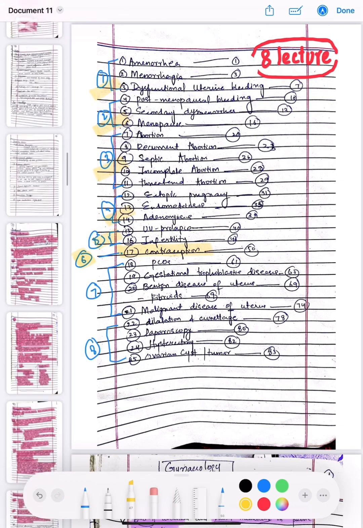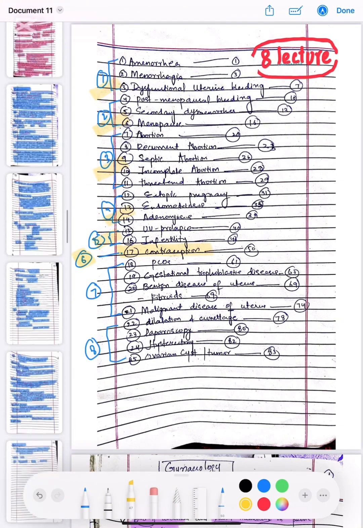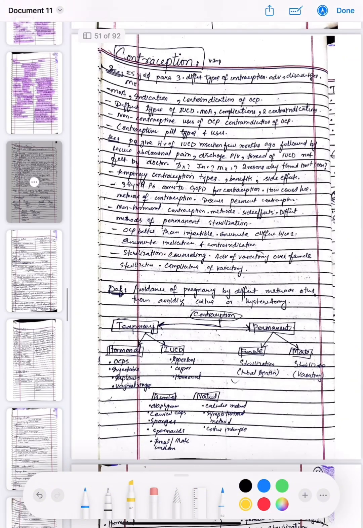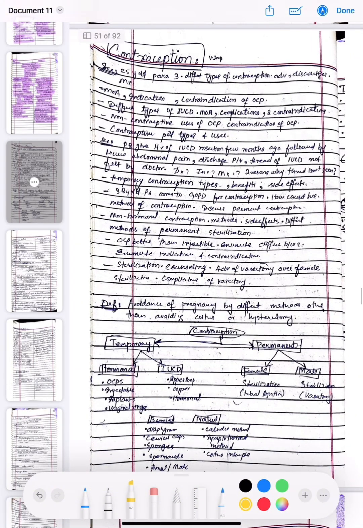So this is a little bit lengthy topic, so we are going to discuss only this one topic in this section of the video. Contraception is a very important topic in the gynecology subject. We have a scenario of a 25-year-old. There are three different types of contraceptions, advantages and disadvantages and management. We have to write that.